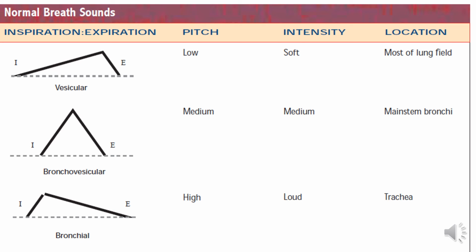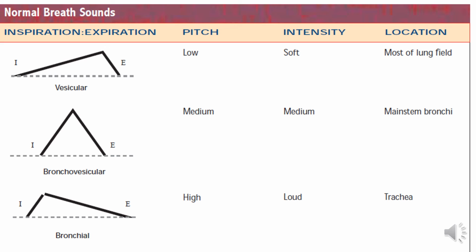What are the characteristics of the breath sounds? The characteristics of the breath sounds can be explained in terms of pitch, intensity, the location where we can hear the breath sounds, and the inspiration and expiration ratio also. We have three normal breath sounds, that is vesicular, bronchovesicular and bronchial breath sounds.